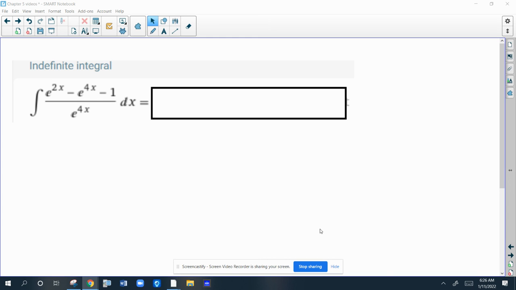Okay, here is an example of an indefinite integral that does involve the exponential function.